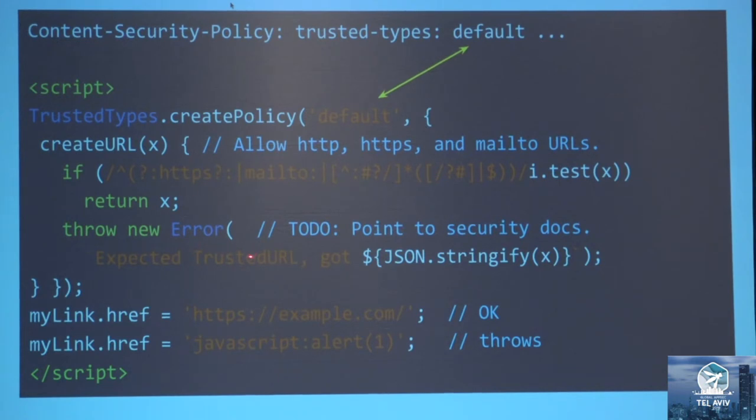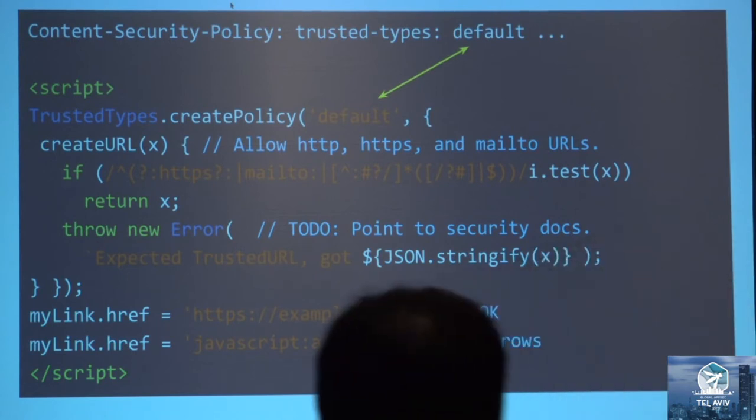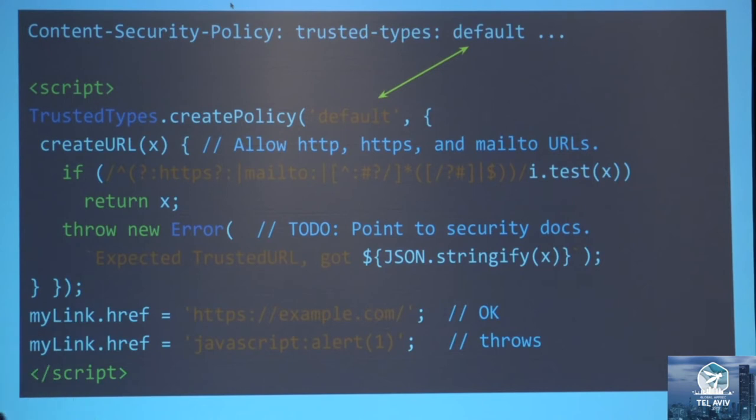Otherwise, it throws. Hopefully, it provides the developer with a message which tells them what went wrong and maybe how to follow the approval process if what they're doing really is a legit case. And with this, assignment of an HTTPS URL just works. This assignment of a JavaScript URL fails.